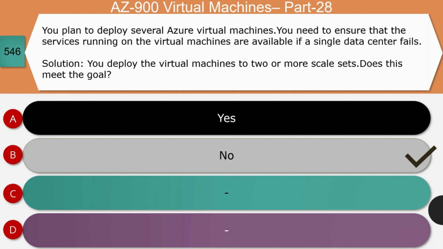Let's see the reason. This answer does not specify that the scale set will be configured across multiple data centers or availability zones. So this solution does not meet the goal. Azure Virtual Machine Scale Sets let you create and manage a group of load balanced VMs. The number of VM instances can be increased or decreased based upon the setup. And so option B is the right answer.